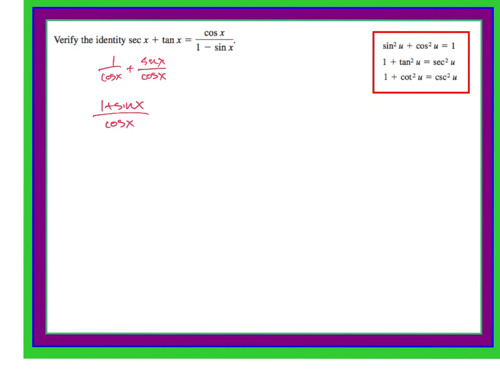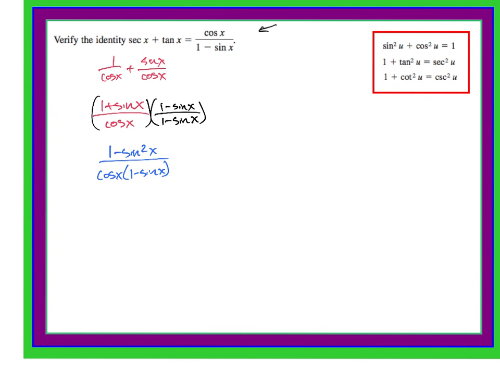Now, normally, I would probably work with this right side. What would I start out multiplying by? 1 plus sine over 1 plus sine. Just like what you were supposed to do in number 82. But in this case, we're going to put the thing on the bottom. So we're going to multiply by 1 minus sine over 1 minus sine. So what does it become up top? 1 minus sine squared over cosine x times 1 minus sine x.